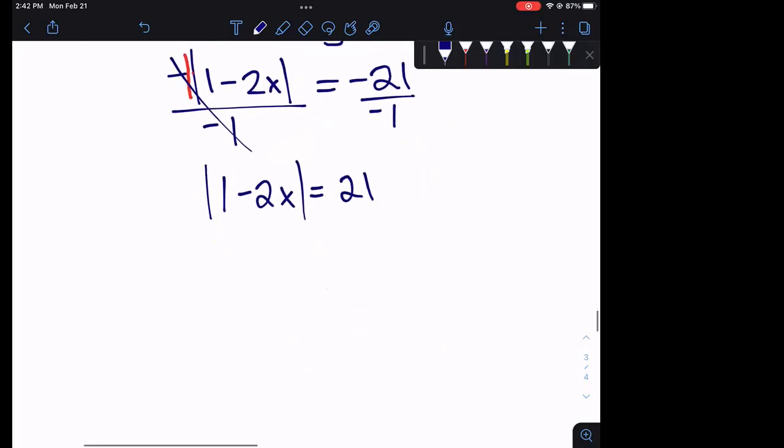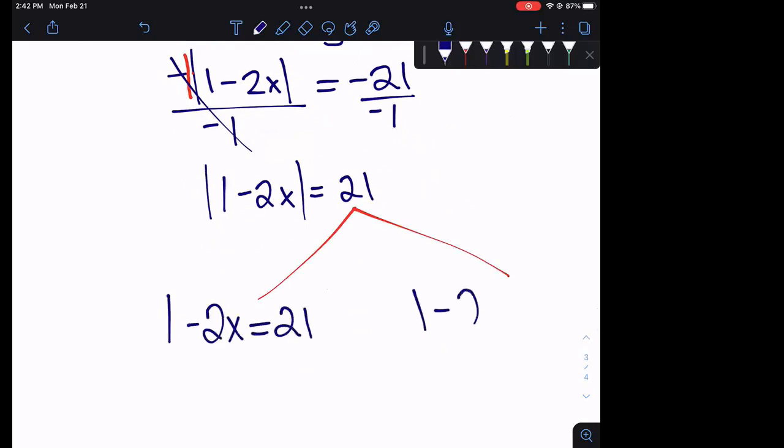Then we're going to do our split. We're going to split this into positive 21 and negative 21. So 1 minus 2x equals 21 and 1 minus 2x equals negative 21. We're going to finish these up by solving for x.